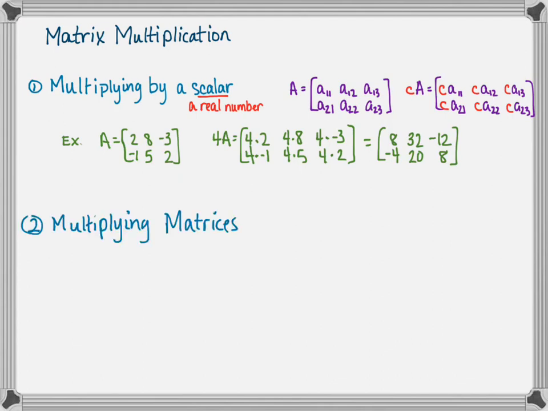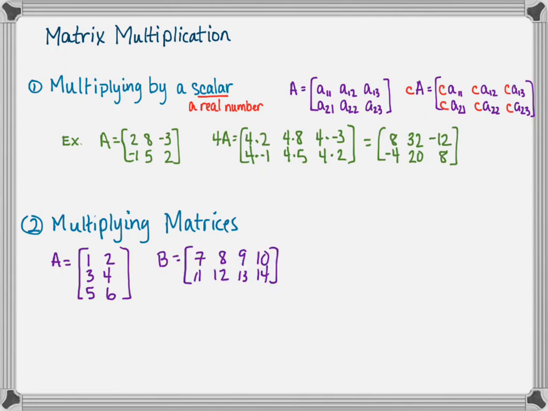The second type of matrix multiplication is when we multiply two matrices together. So let matrix A be the matrix consisting of 1, 2, 3, 4, 5, 6. And let matrix B consist of 7, 8, 9, 10, 11, 12, 13, 14. Matrix A has 3 rows and 2 columns, so its dimensions are 3 by 2. Matrix B has 2 rows, 4 columns, so its dimensions are 2 by 4.